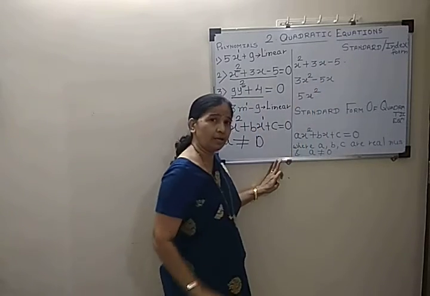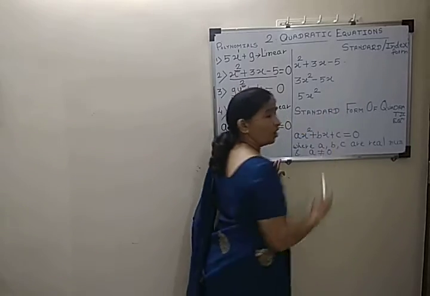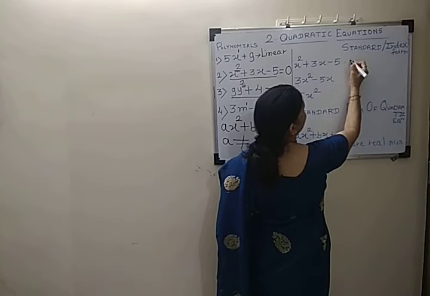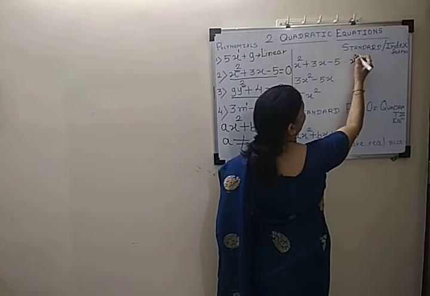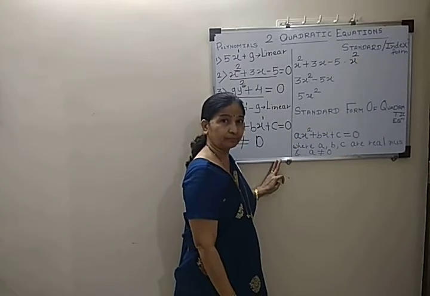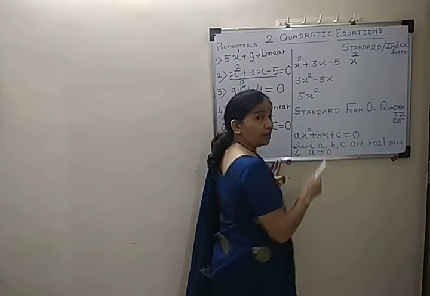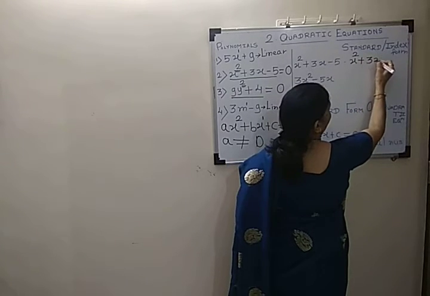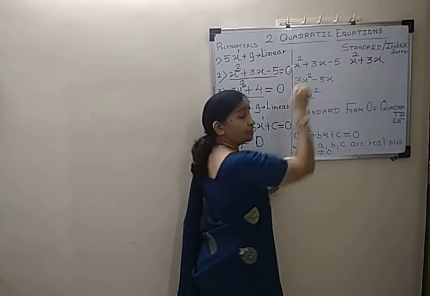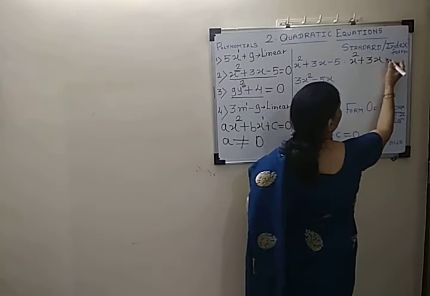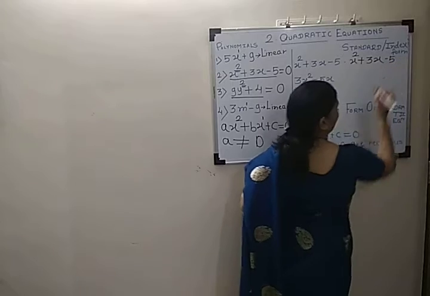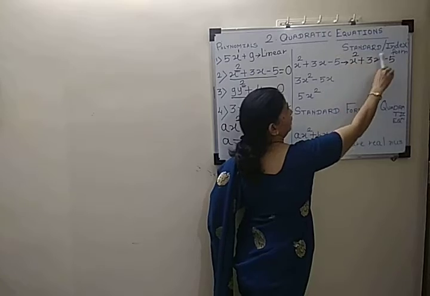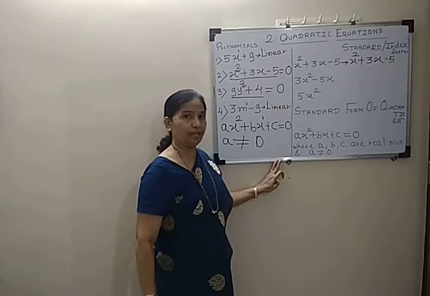Can I write this one in standard or index form? Yes, I can write first the term with index 2, so x square. Then the term with index 1, plus 3x. Then the constant term, minus 5. Okay, nothing difficult here, that standard form, index form.